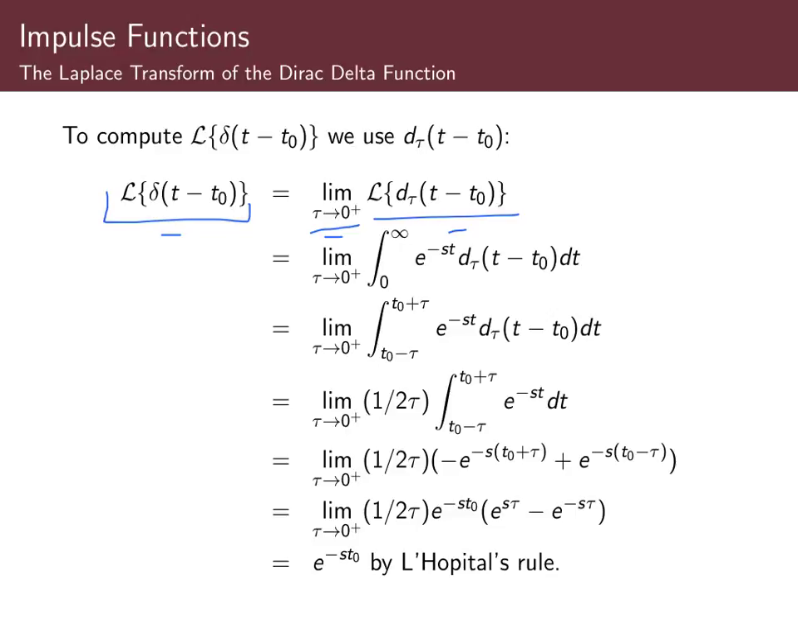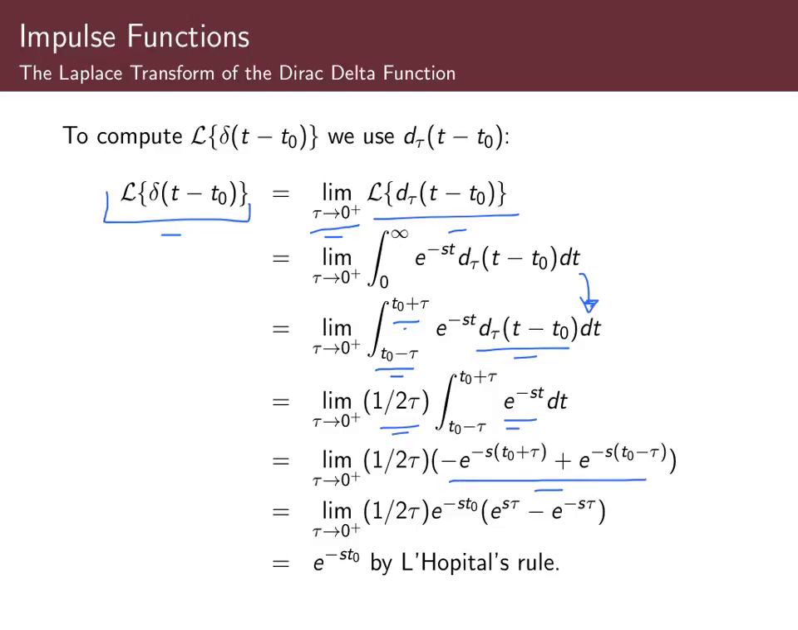Okay, since d tau is only really non-zero in that small interval centered at t naught, the transform collapses. Okay, d of tau is just 1 over 2 times tau in that interval, and so we can bring that out because it doesn't depend upon t. Now you just have the integral of e to the minus st from t naught minus tau to t naught plus tau, which you can actually compute directly.